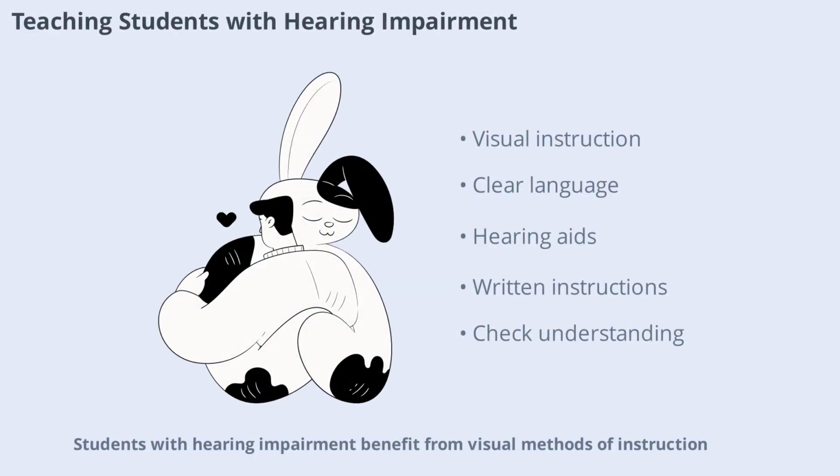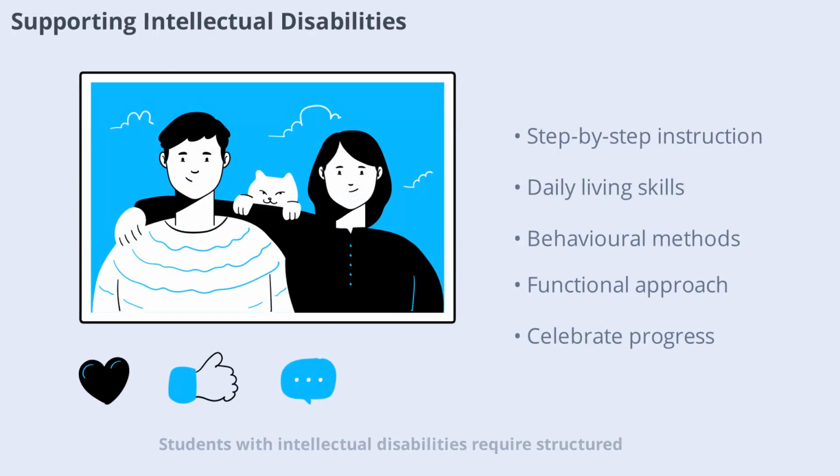Students with hearing impairment benefit from visual methods of instruction, clear and simple language, and the use of hearing aids or FM systems. Teachers should face the student when speaking, minimize background noise, and provide written instructions. It's also helpful to seat the student where they can see the teacher and classmates easily and to check frequently for understanding.